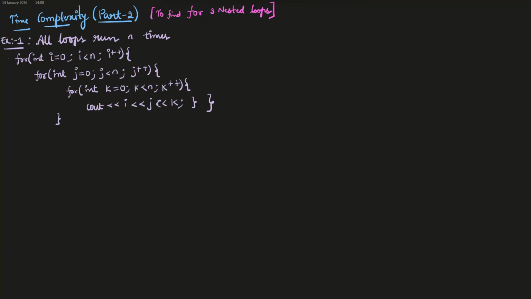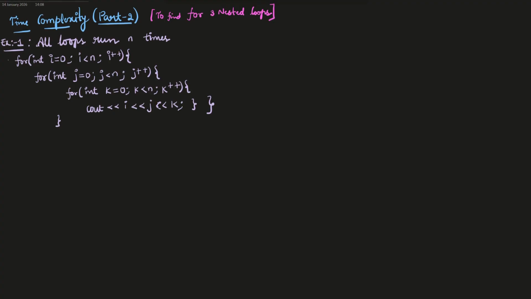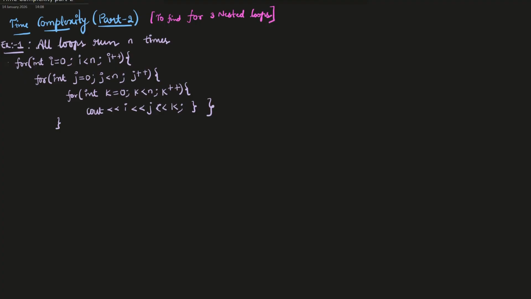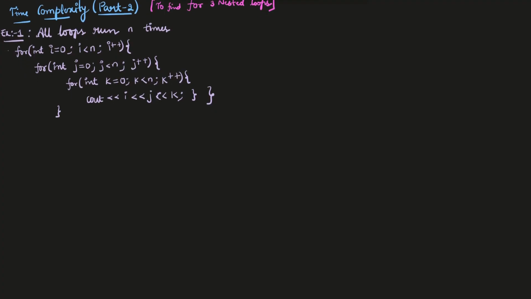Welcome back to my channel, and in this video we are going to see the time complexity of having three loops. Let's see how we solve these types of problems. In the previous part 1, I told you how to find the time complexity of order of n, order of log n, and we have also seen order of n square. But in this video, we are going to see order of n cube, where we have three loops.